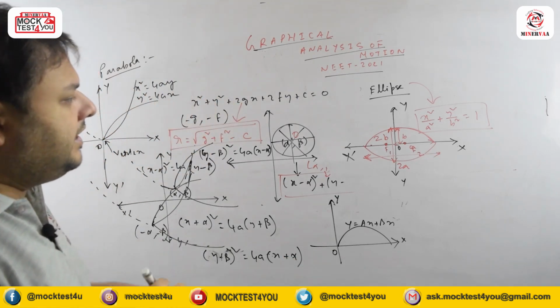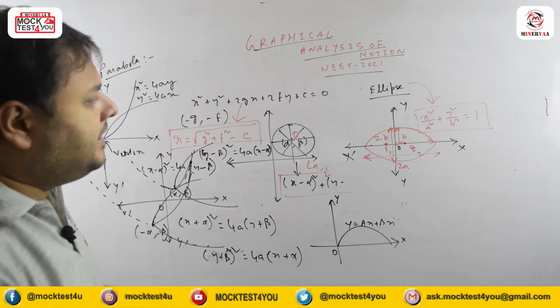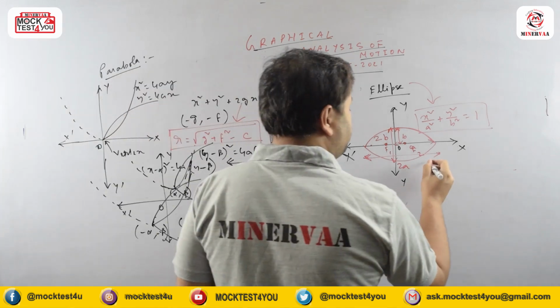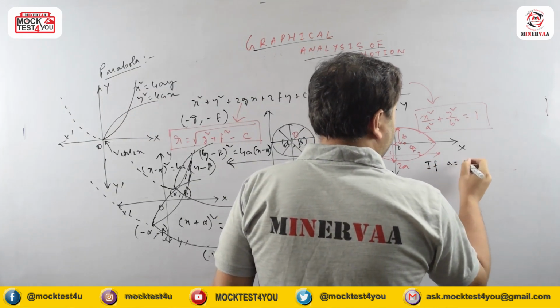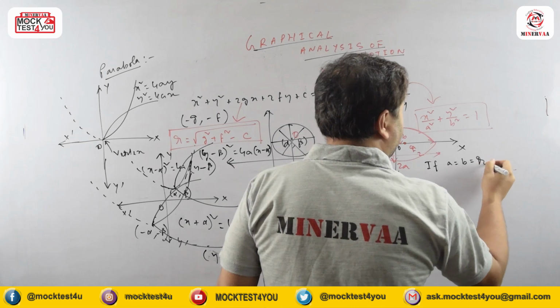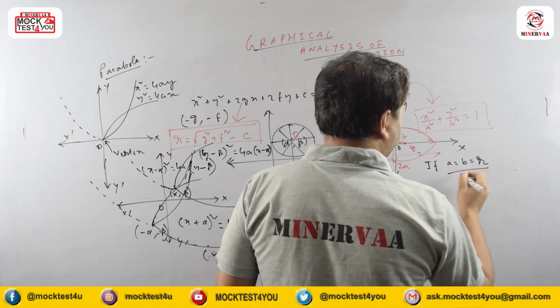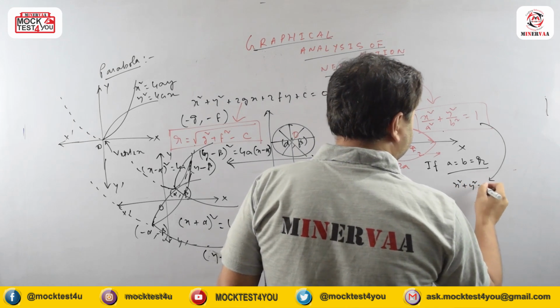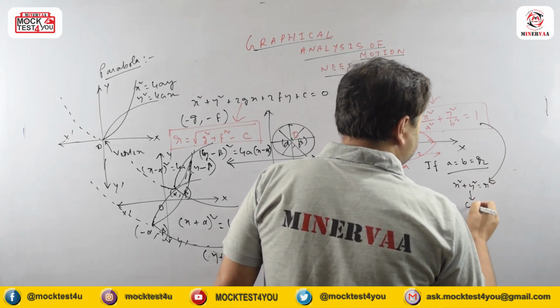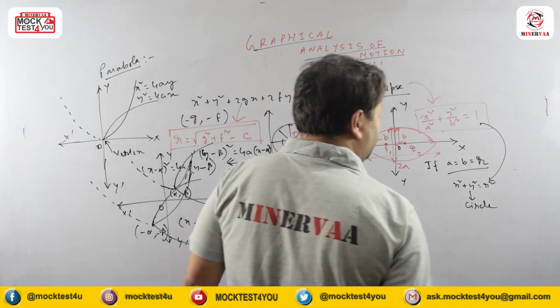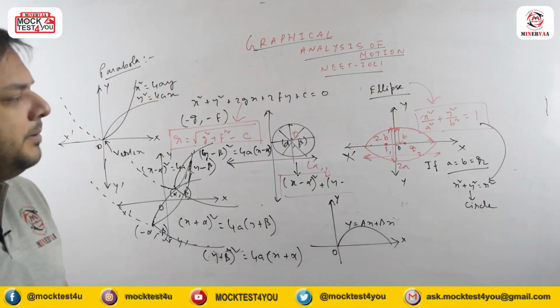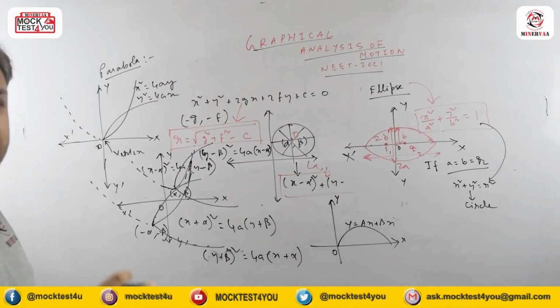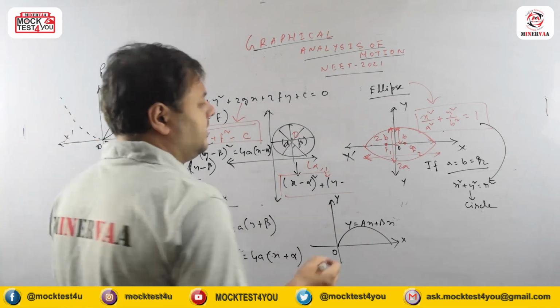So this is the standard equation of an ellipse, and somehow if a equals b equals r, somehow this a and b get equal, this equation will become x square plus y square equals r square, which is basically a circle. So if the semi-major axis and semi-minor axis of an ellipse get equal, that will be converted into a circle.